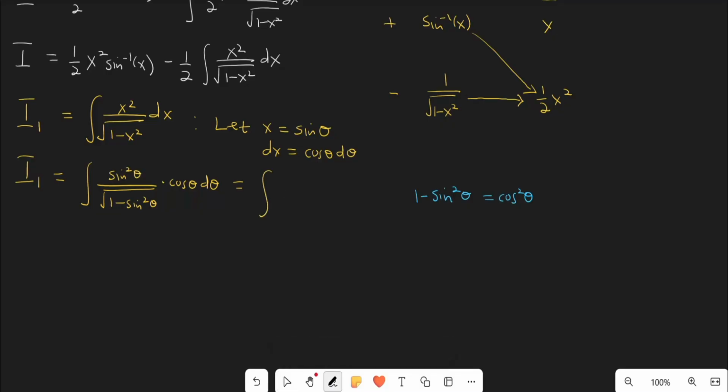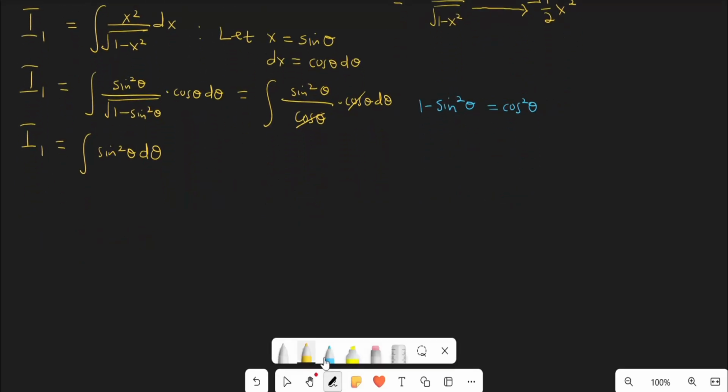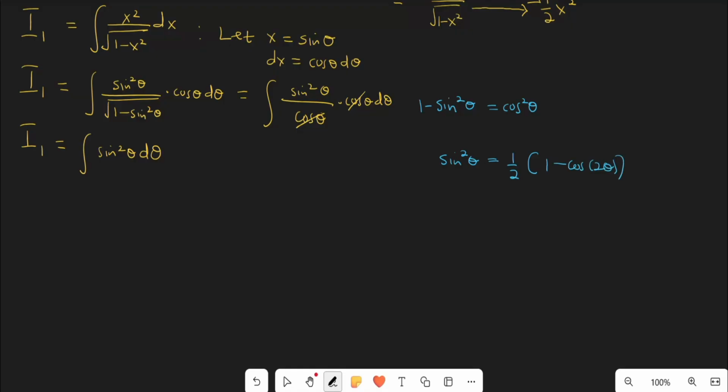And now this one is the integral of sine squared of theta divided by the square root of 1 minus sine squared of theta, which is the square root of cosine squared of theta, and the square root of cosine squared of theta is the cosine of theta, times the cosine of theta d theta. I1 is going to be equal to this, cancels that, and you are just integrating sine squared of theta in the theta world. And now we know from the double angle identities that the sine squared of theta is the same as 1/2 into 1 minus the cosine of 2 theta.